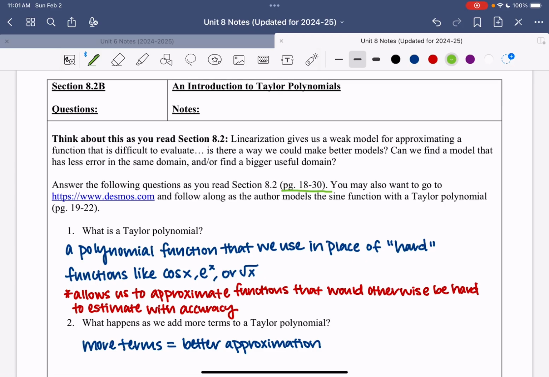So remember, the whole reason that we're doing all of this is the linearization that we learned about last semester, where you build a tangent line and use that to approximate. Linearization is kind of a weak model for approximating a function, because that linearization is only a good approximation around that tangent point. So Taylor polynomials are a way to make better models.